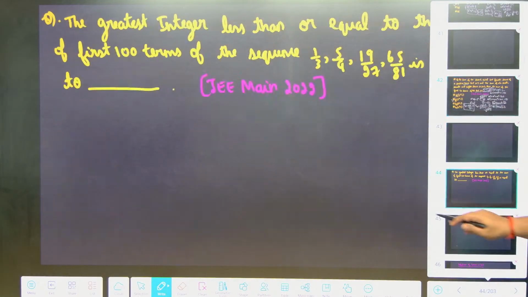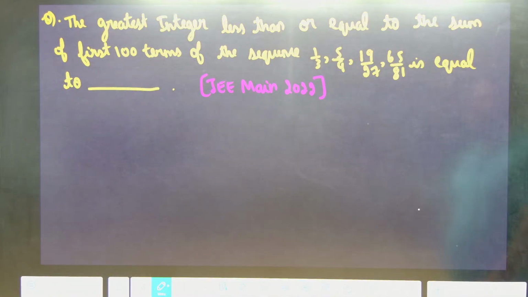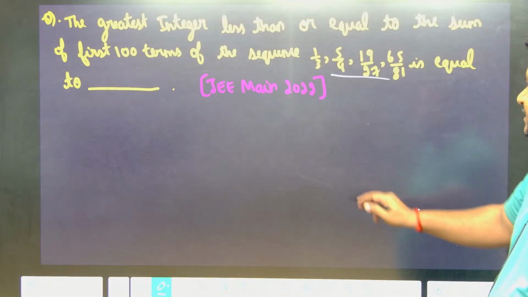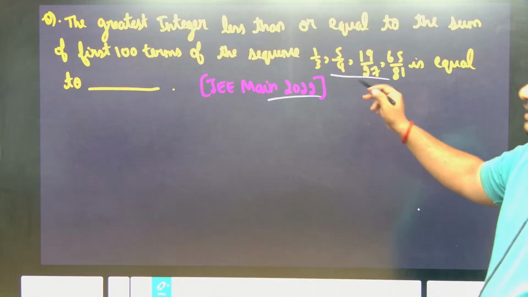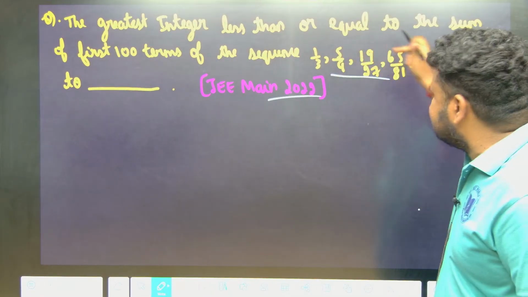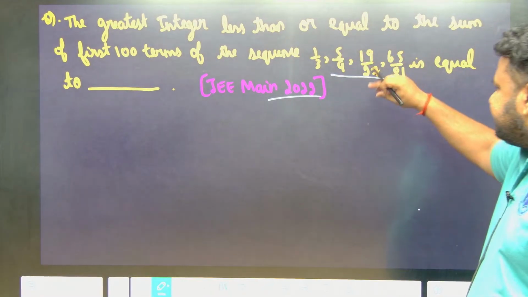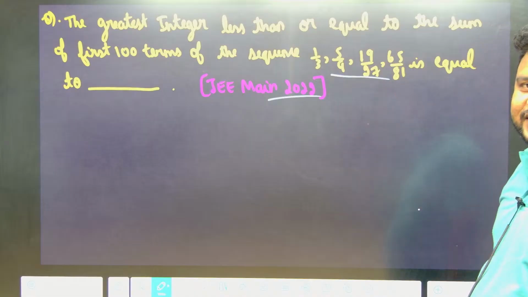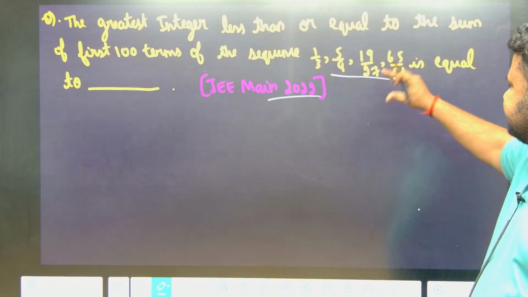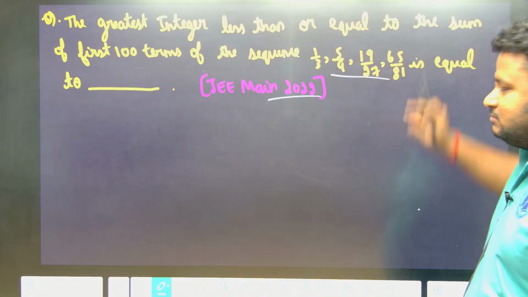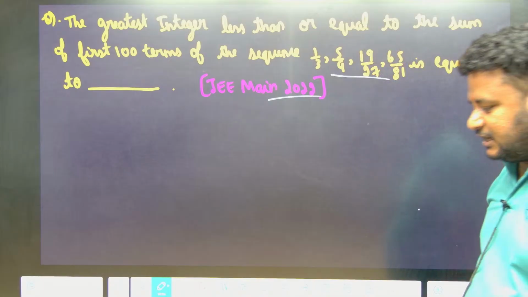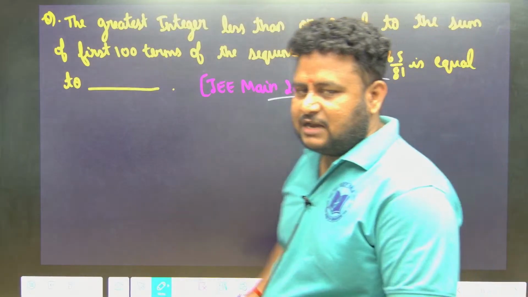But before that, please take up this question: the greatest integer less than or equal to the sum of the first 100 terms of the sequence. This is a JEE Main 2022 question. Here you have to do a little modification in these terms. By tweaking these terms, you will be able to get the answer very easily.